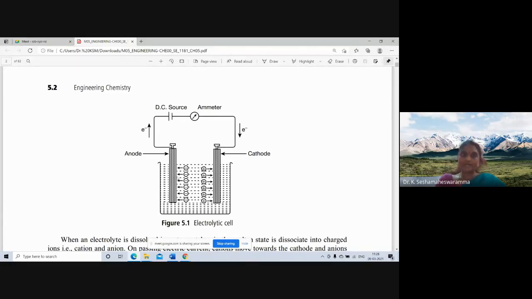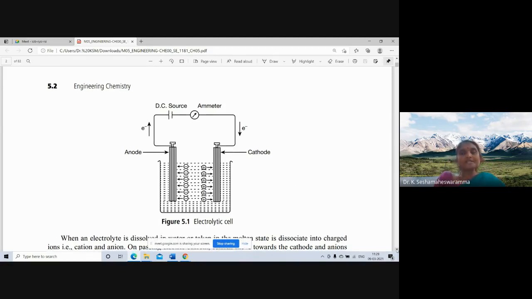Anode having positive pole attracts electrons, negative charges. So opposite poles are attracted. So what are the chemical reactions that take place here?